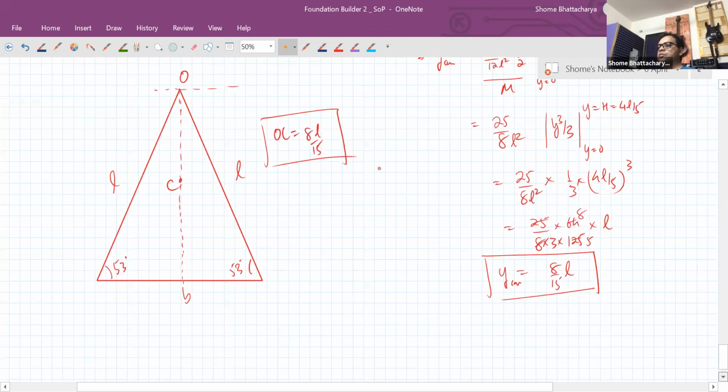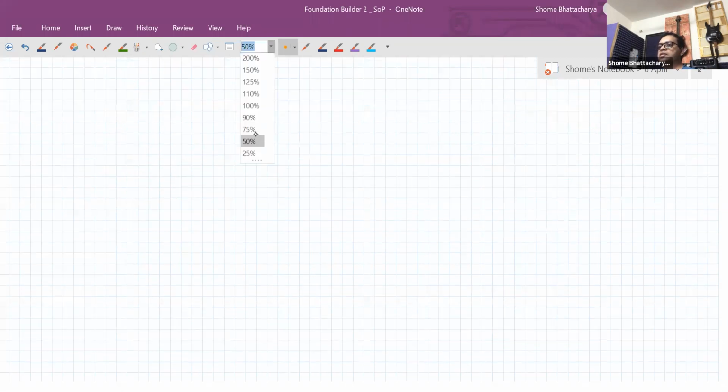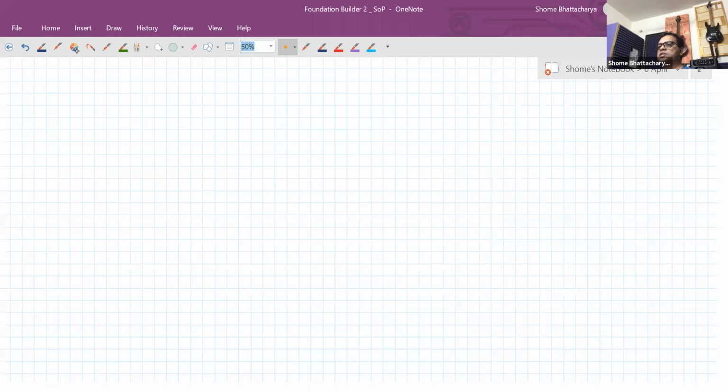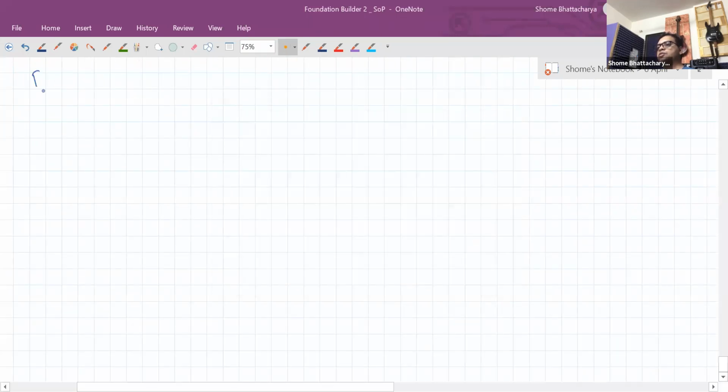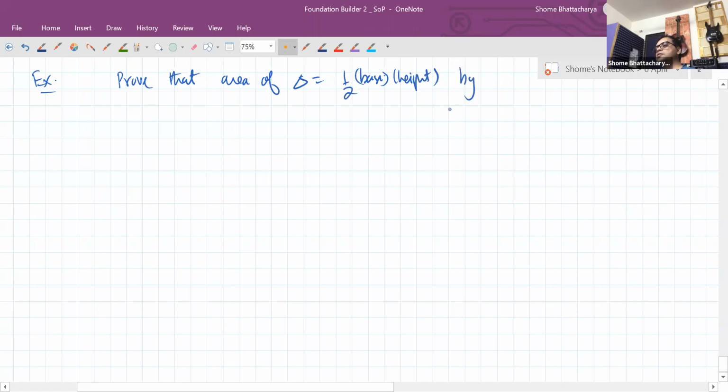Now, before going into another problem, I'd like to show you an interesting application of calculus in general, other than this. The next example is not related to center of mass, but it is just a general application that proves that the area of a triangle is equal to half base into height by integration. Or how do we derive this formula by integration? Let's see that.